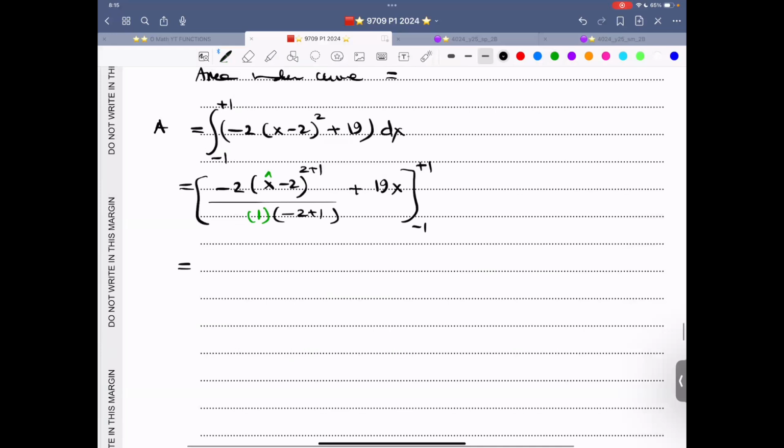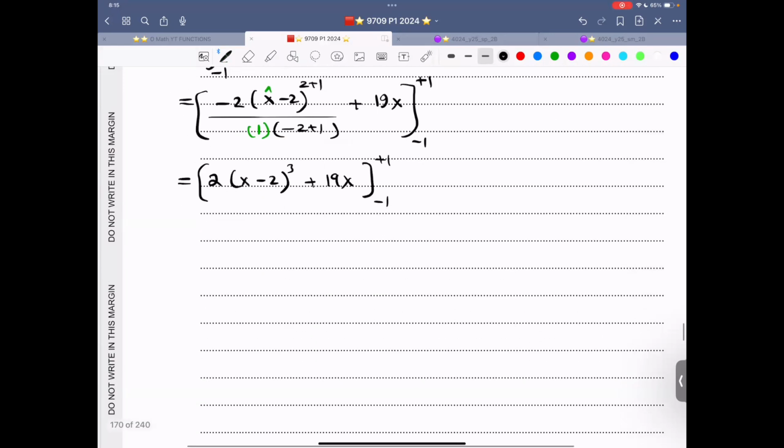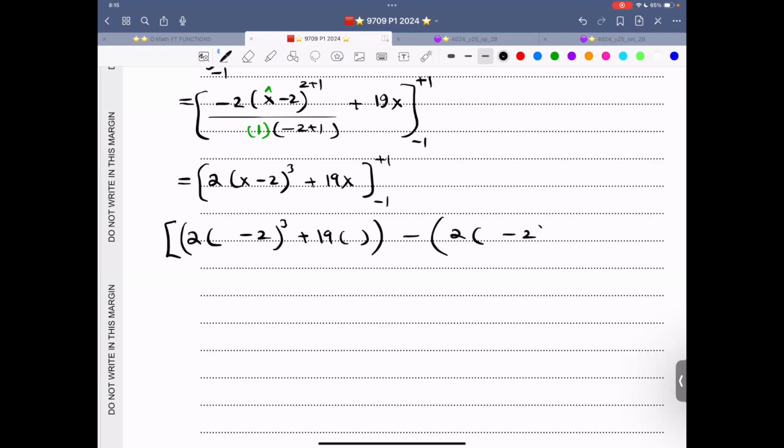First simplify. So minus 2 divided by 3, that is, the 2 cancels out, minus 2 over 3 bracket (x minus 2) whole cube, and this is 19x between the limits minus 1, plus 1. Now, let me first write it down. This is a big bracket. This is minus 2 over 3 something minus 2 whole cube plus 19 times something. Close this bracket, minus. Minus is taken care of. I was just worried about that. Something minus 2 whole cube plus 19 times something. Close the bracket.